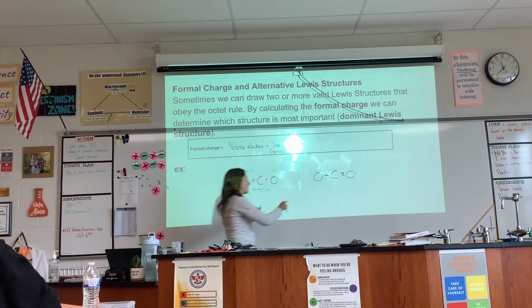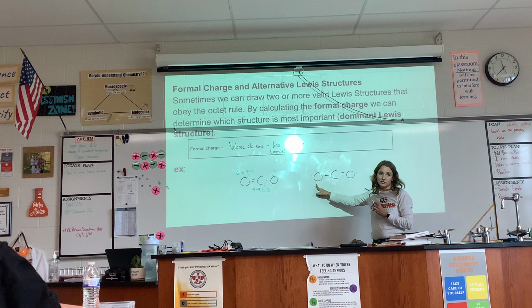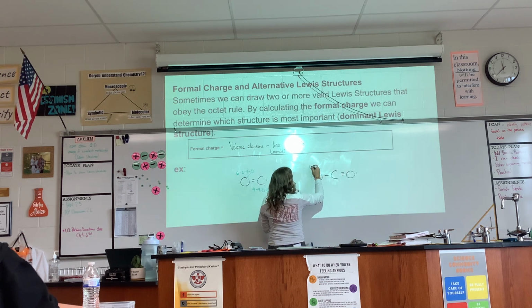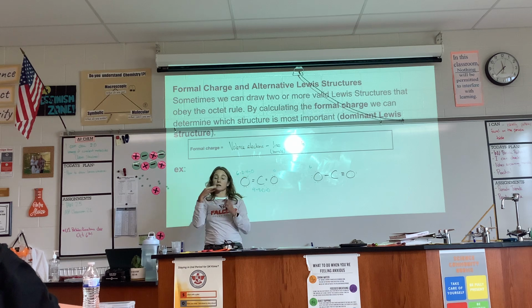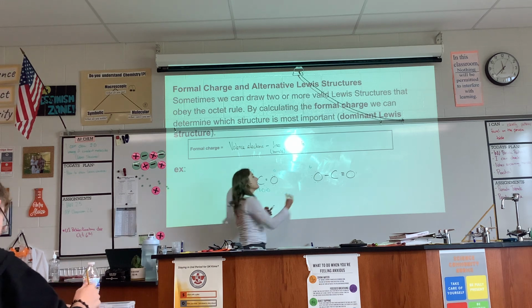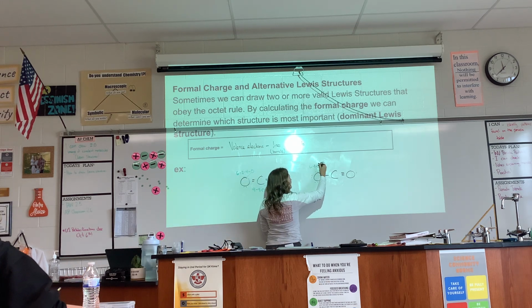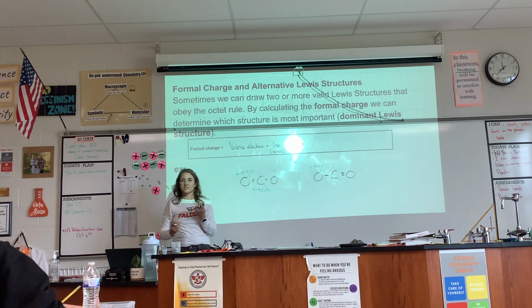Just to compare, if I calculate the formal charge of this oxygen, how many valence does it have? 7. So you start with what it has, so it comes with 6, minus 1, but then we're going to minus 1 minus 6, and so now it has a formal charge of negative 1.